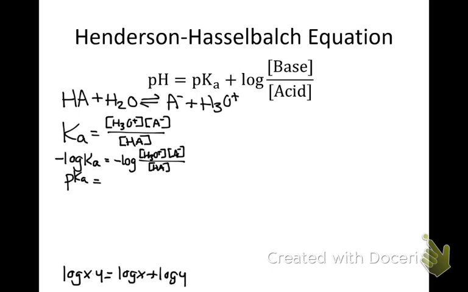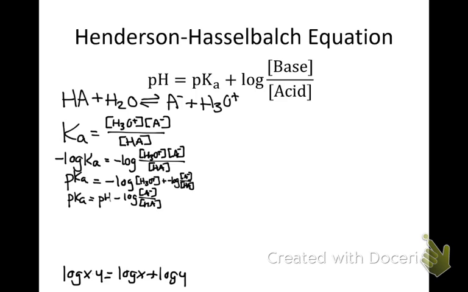So we're going to separate this other side into negative log of H3O+ plus negative log of A- over HA. Okay, so negative log of H3O+, that's pH. So pKa equals pH plus, or maybe it might be better to write this as minus the log of A- over HA.